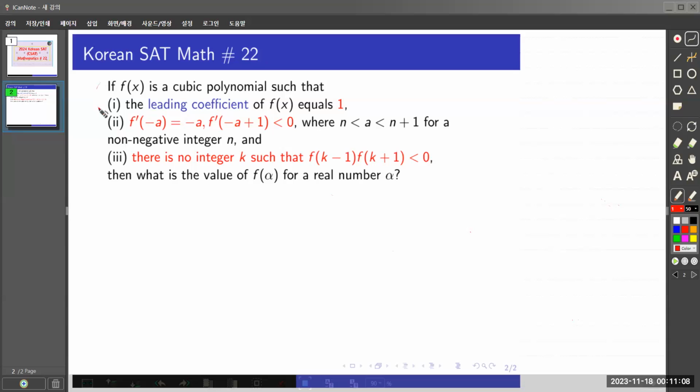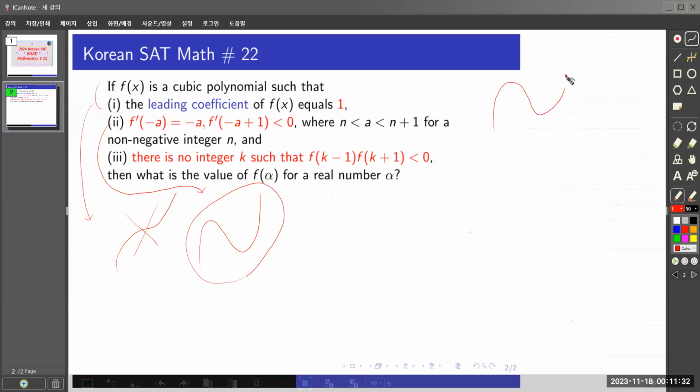So from the first condition, you may guess that the graph looks like this or this. But from the second condition, you may guess that there is a certain interval where the polynomial is decreasing. So we may not take this graph, we may take this graph. Okay, so draw here. And from the second condition, because a is between n and n plus 1, you can have f prime of negative a is also negative a here.